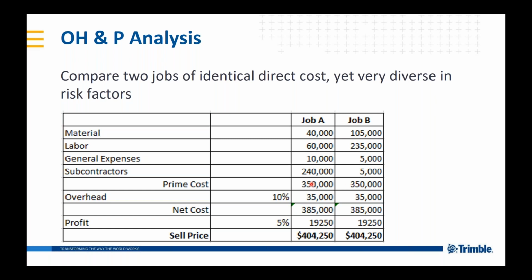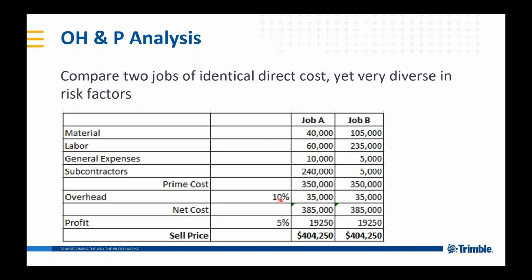Both of those projects equal the same amount of prime cost, but their material, labor, general expenses, and subcontractor amounts are vastly different. Job B's material is far greater than job A's. Job B's labor is really more than job A's. The general expenses in job A and B are pretty close. But the subcontract value of job A is way higher than job B. Again, totaling the $350,000 in both.